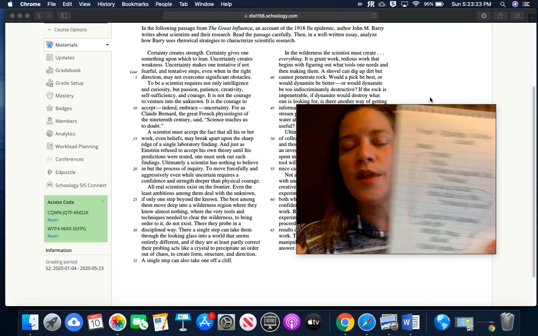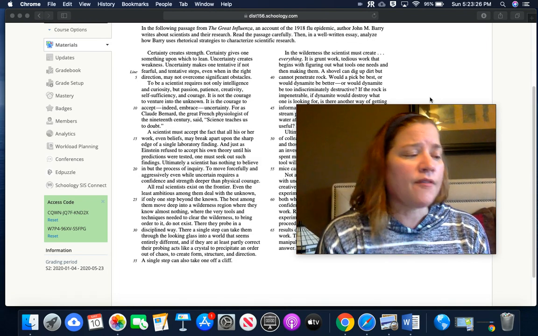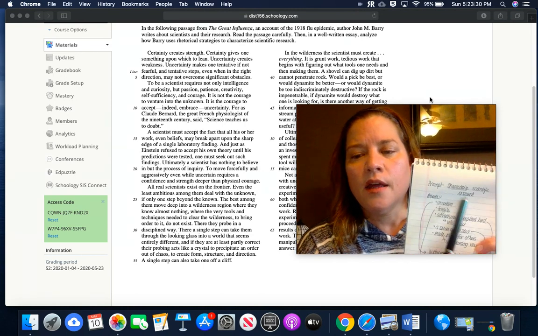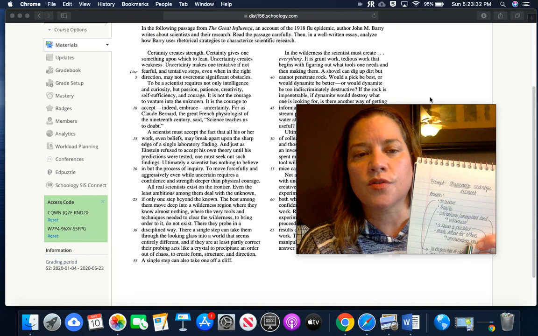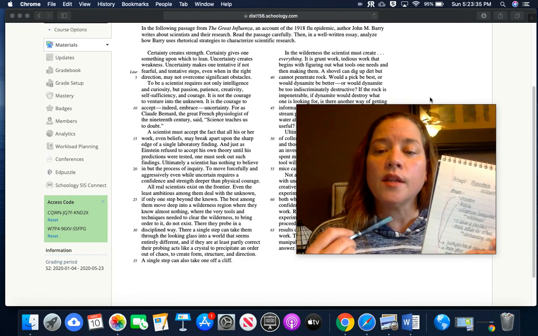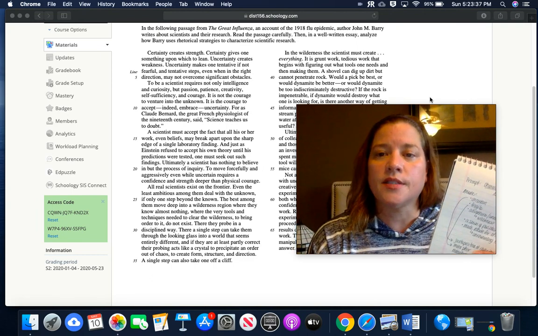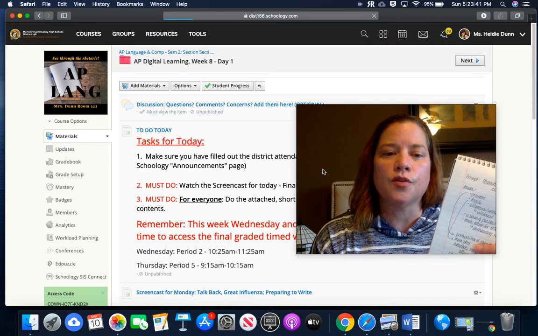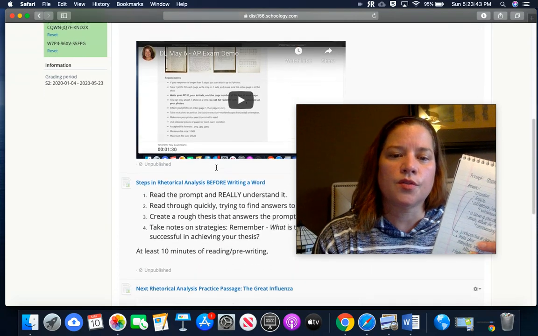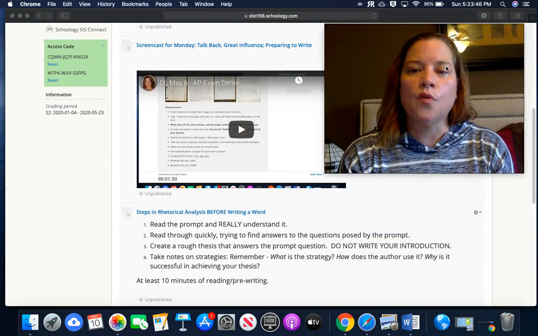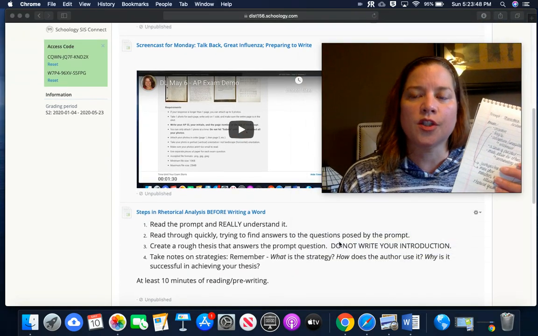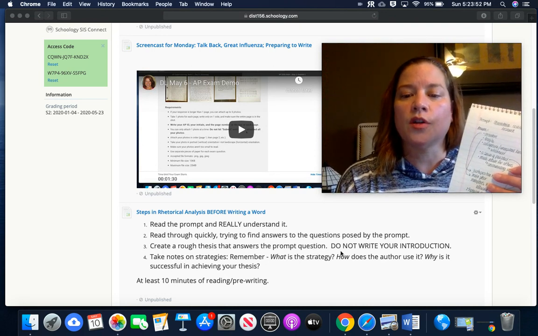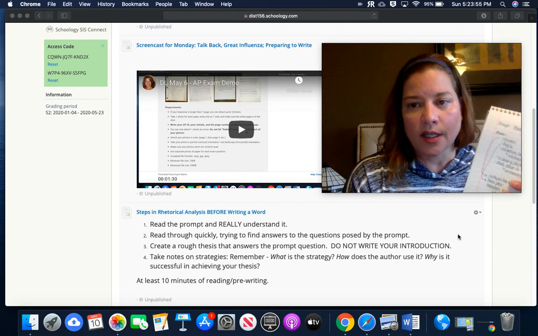Okay, so then I've gone through, this is my first step, made sure I knew what the prompt had to say. Then I went through and I found answers to the prompt questions. One of the things that I wrote on the steps to this within our folder here of what you should do is that you read through quickly, trying to find answers to the questions posed by the prompt, then create a rough thesis that answers the prompt question. Do not write your introduction.